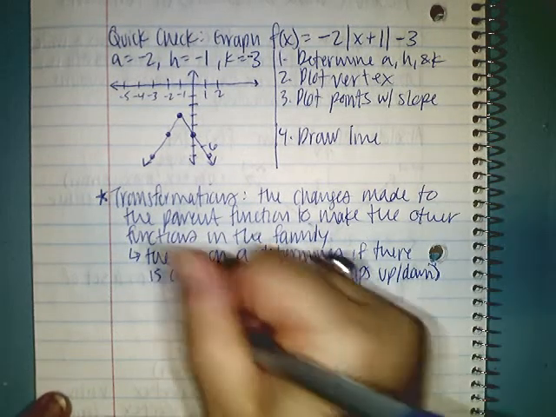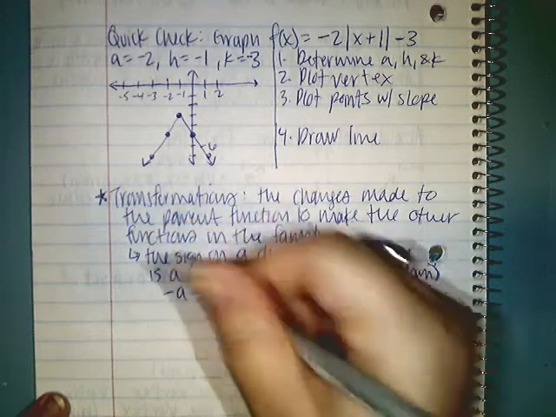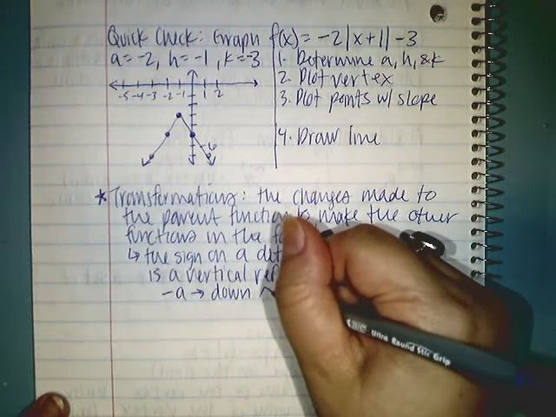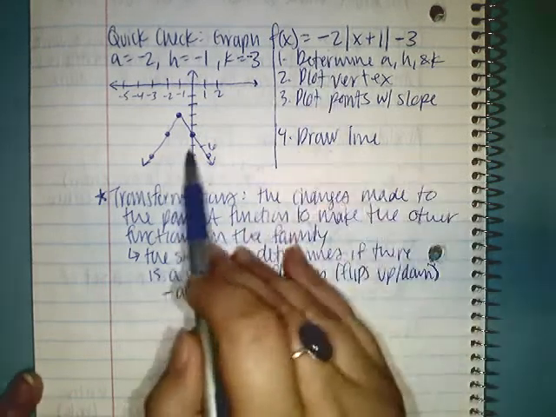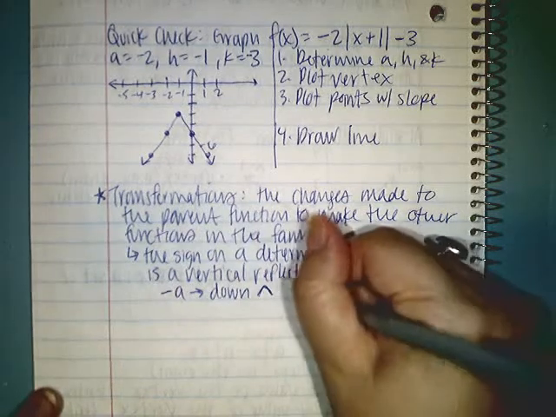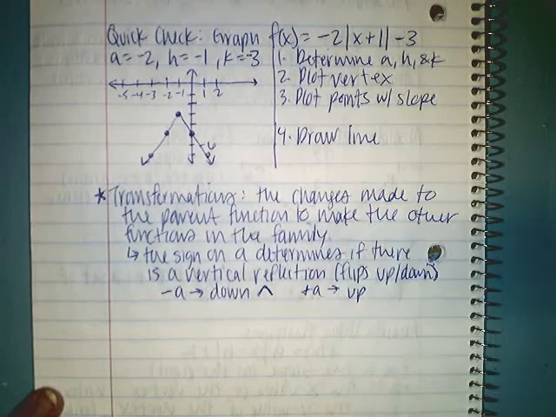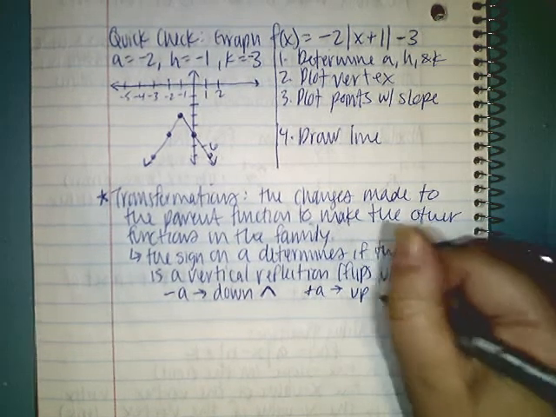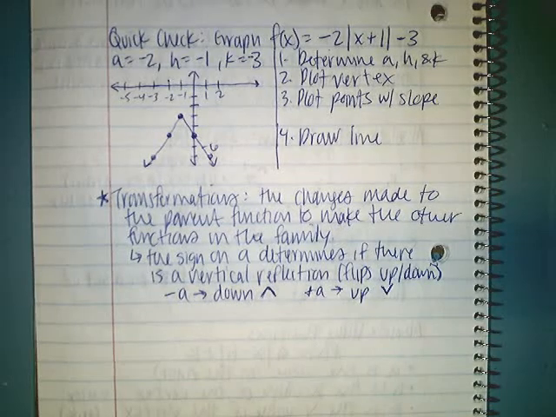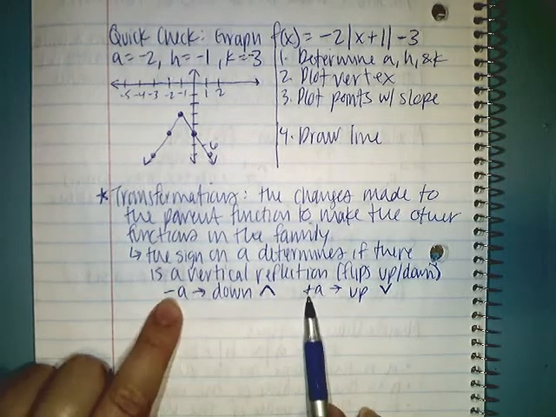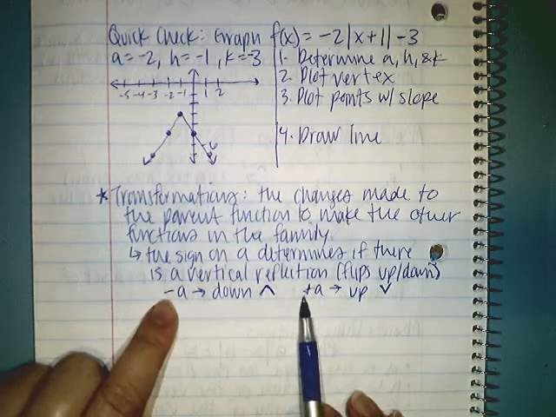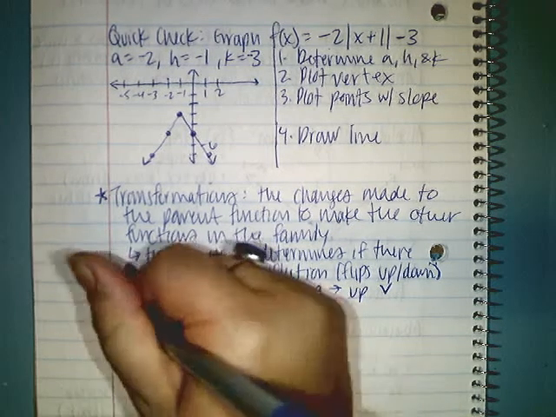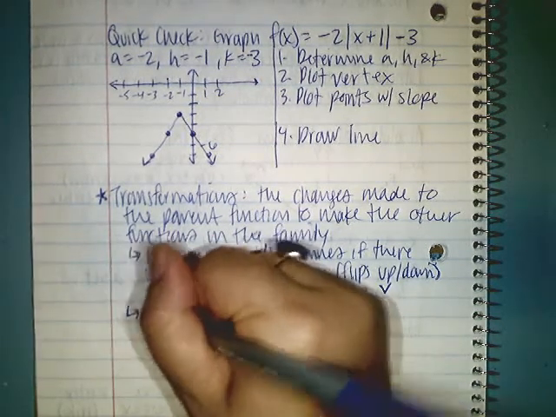So if the sign on A, if we have a negative A, that means it's flipped down. So for absolute value functions, that means it looks like this. That's why when we had a -2 here, it opened down instead of up. If we have a positive A, that means it's going to stay the same or be the typical look, or open up or face upwards, so it's not flipped down. So it would be a normal V in the case of our absolute value function. But again, the sign on A tells us that. Not A itself, but the sign on A tells us if it opens down or up, or if it's reflected down or up.